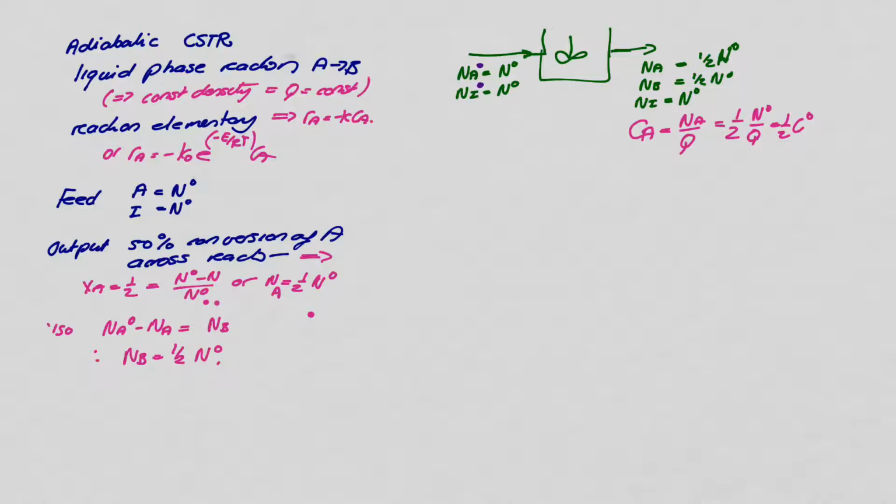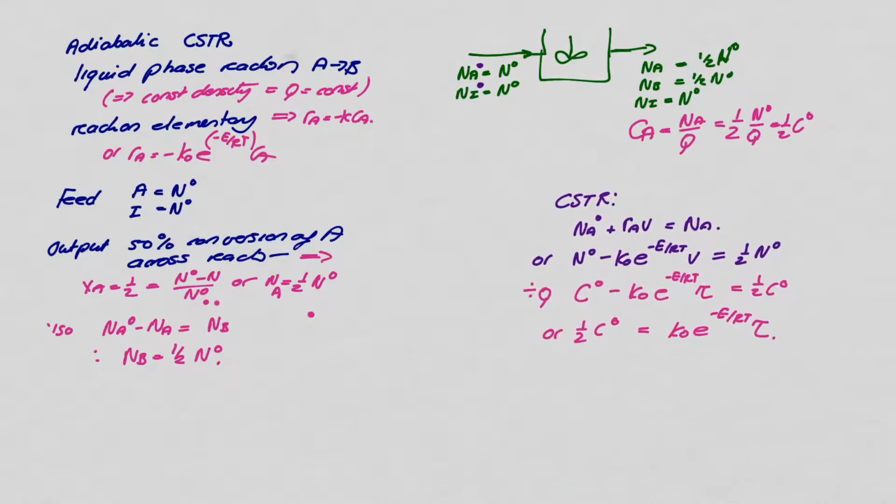If we look at the equation for the CSTR, and again notice I do it from scratch, the molar flow rate in plus the moles of A formed must be the molar flow rate of A out. Now the molar flow rate of A in is N naught. The rate equation we've written over here, so I'm just putting that in, and the molar flow rate of A out is a half N naught, as we've said here.